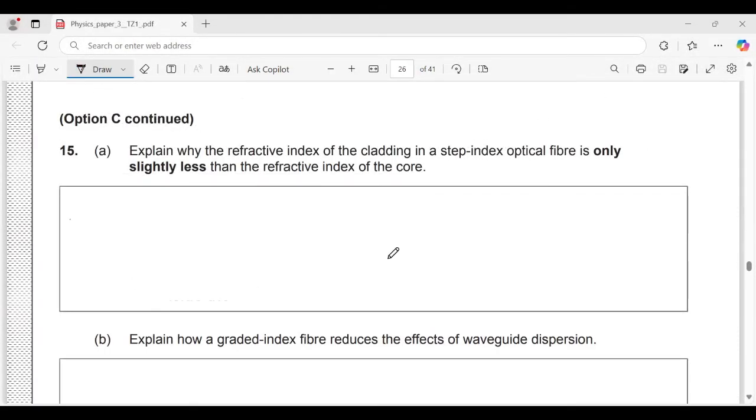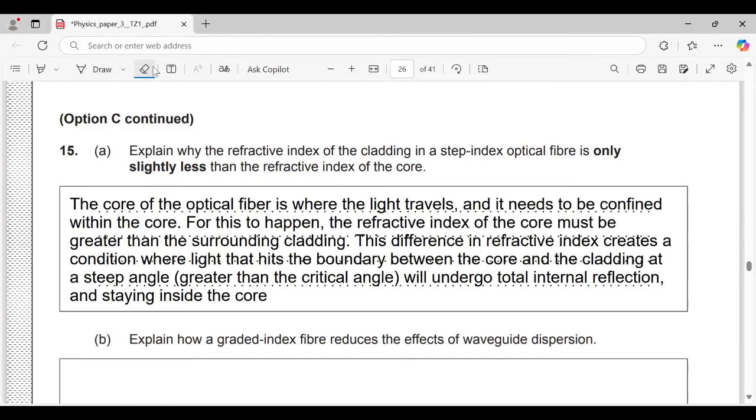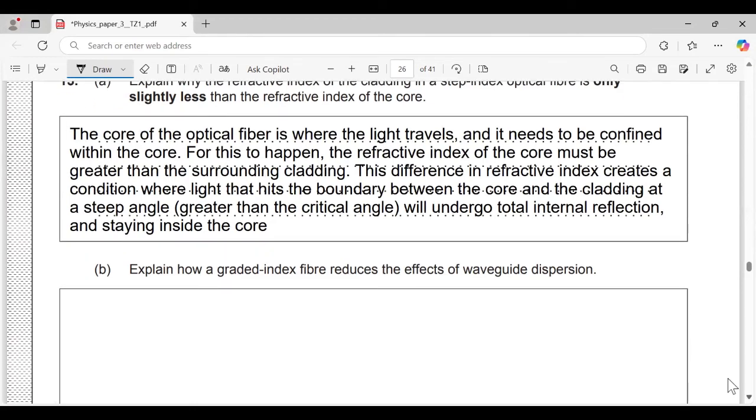Number 15. Explain why the refractive index of the cladding in a step index optical fiber is only slightly less than the refractive index of the core. But I have provided my opinion about this question, this one, and I will not be reading this. You may copy. Okay, students, let's move.